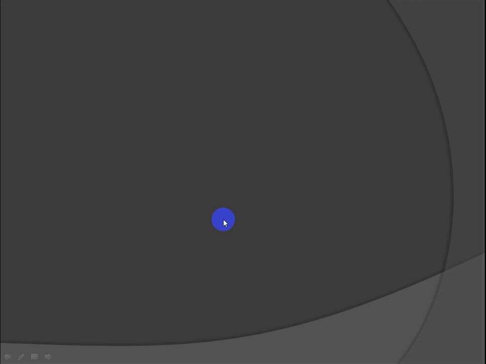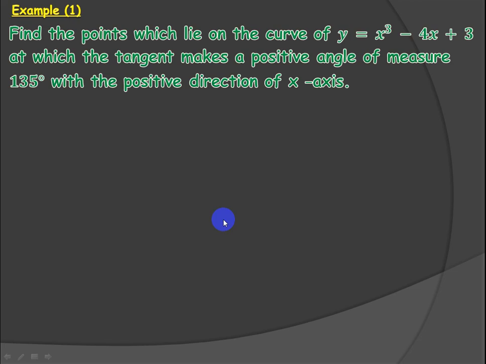Example number 1. Find the points which lie on the curve y equals x cubed minus 4x plus 3, at which the tangent makes a positive angle of measure 135 degrees with the positive direction of the x-axis.